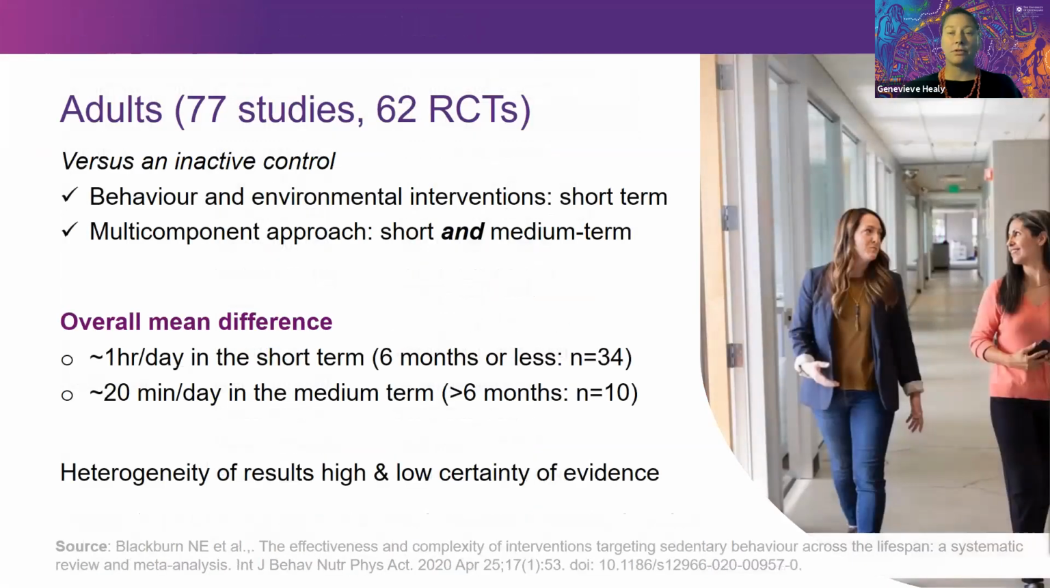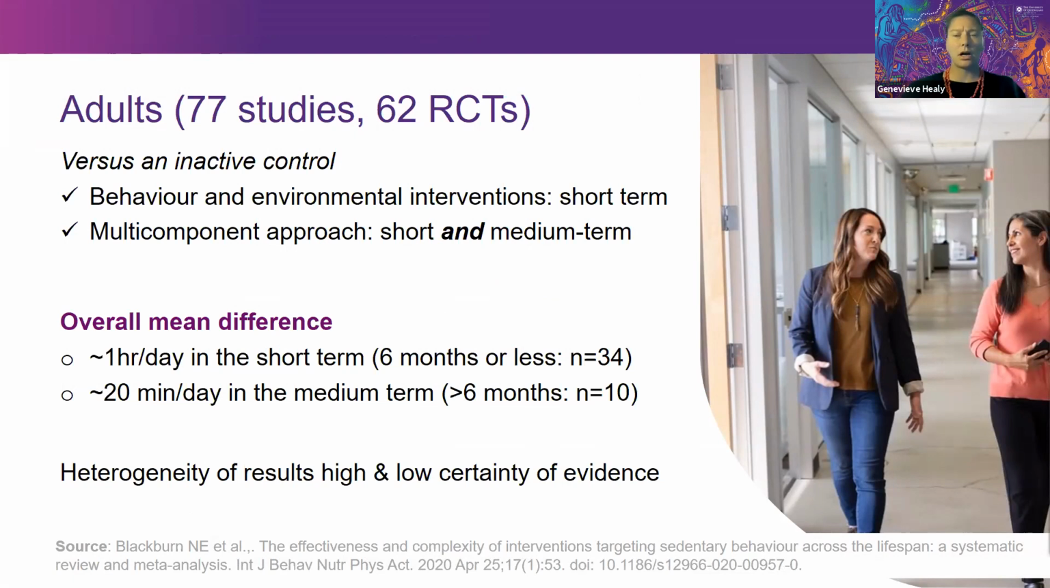We now go back to that same review by Blackburn and colleagues to look at the findings for adults. They reviewed a total of 77 studies, of which 62 were randomised controlled trials. They found that behavioural and environmental interventions resulted in a significant short-term reduction in sedentary behaviour, while interventions using a mix of strategies resulted in statistically significant reductions in sedentary behaviour in both the short and medium to long term when compared to an inactive control group.